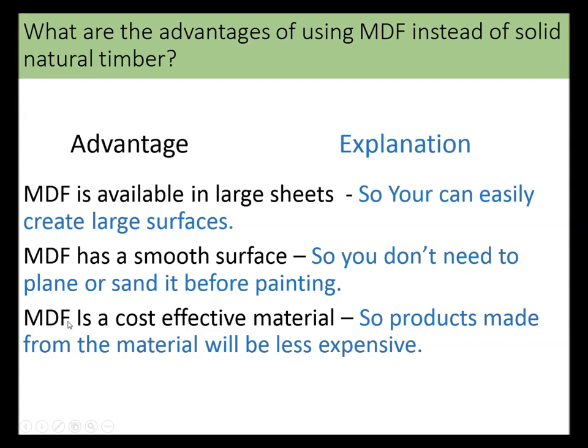And last of all, another advantage is MDF is a cost-effective material. Try to avoid saying it's cheap, because that doesn't really work. Saying it's cost-effective means that you can buy a large sheet of it for a low price. This means that products made from the material will be less expensive. So, for example, a child's toy box made from it can be cheaper than one made from solid material. In this particular question, you get 1 mark for these, 2 marks for the one in blue.